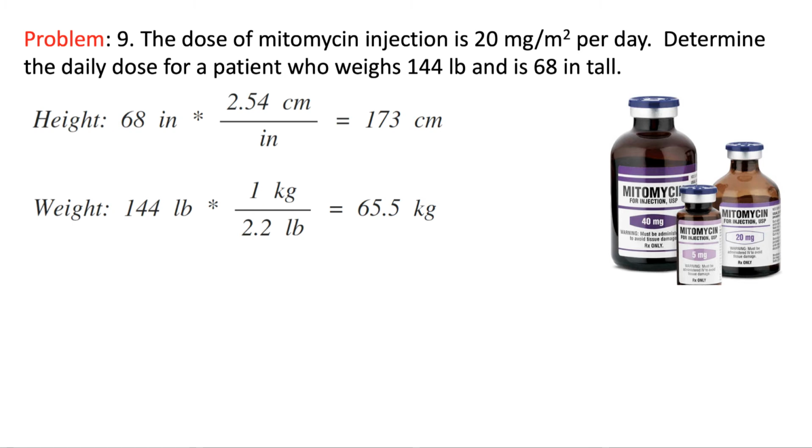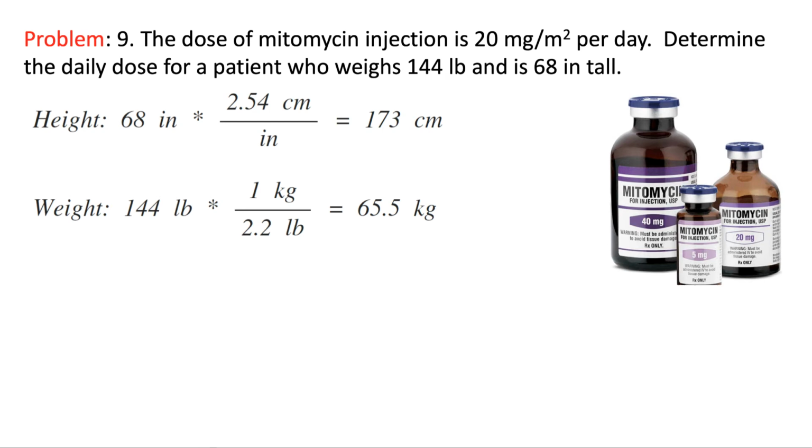So let's do that first for height. I was told this patient stands 68 inches in height. So let's convert that to centimeters by multiplying by the conversion that hopefully you should be familiar with, that there are 2.54 centimeters per inch. I multiply that way, inches cancel, and I'm in the units of centimeters, which would be 173 centimeters.